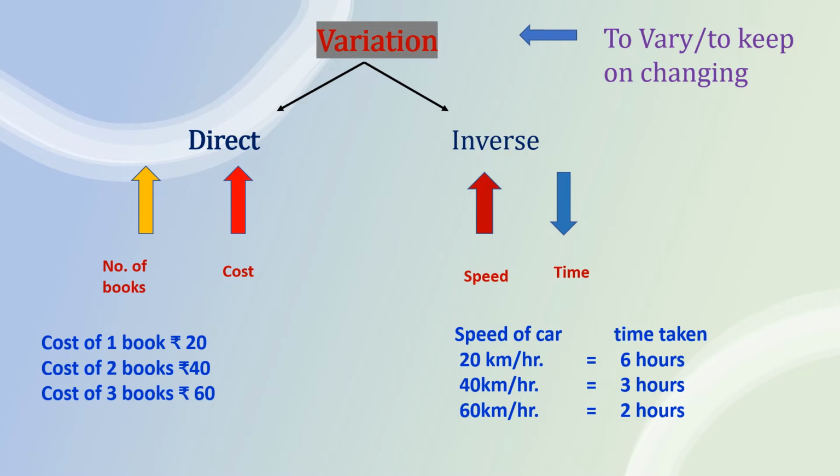So there are two types of variation, that is direct variation and inverse variation. In this chapter, you have one exercise based on direct variation, 7.1, and 7.2 is based on inverse variation. So today I'll be teaching you about direct variation.